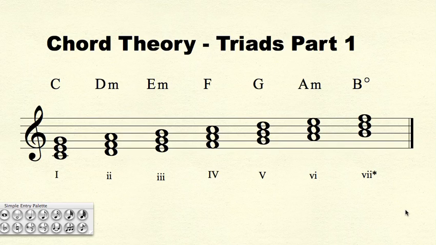Now, this particular theory works on every major scale. So if you build a triad on any major scale, you will come out with chords that look like this. A chord 1 that's a major, a chord 2 that's a minor, a 3 that's a minor, a 4 that's a major, a 5 that's a major, and a 6 that's a minor. And 7 will always be this half diminished chord. And that's it.